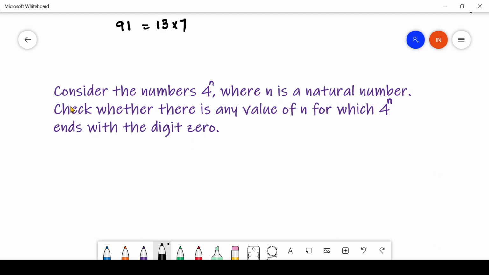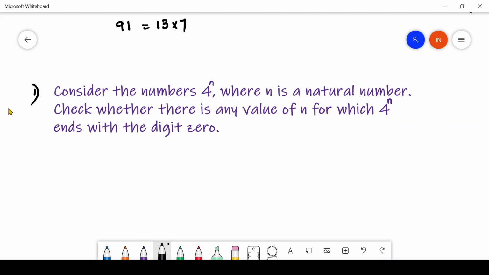So this is a question. Let us do this. Consider the numbers 4 raised to n, where n is a natural number. Check whether there is any value of n for which 4 raised to n ends with the digit 0. So we have to check for this 4 raised to n, right? So how can we do this?